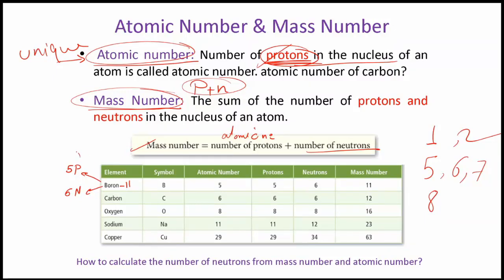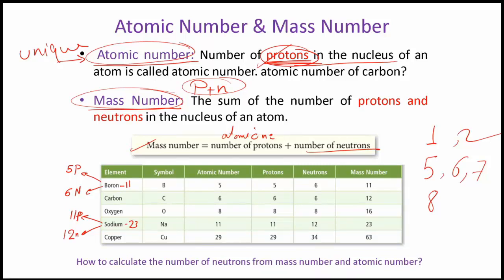The mass number is 11. Its name is boron-11. Now let's take sodium-23. Sodium-23 is an atom that has 11 protons and 12 neutrons.